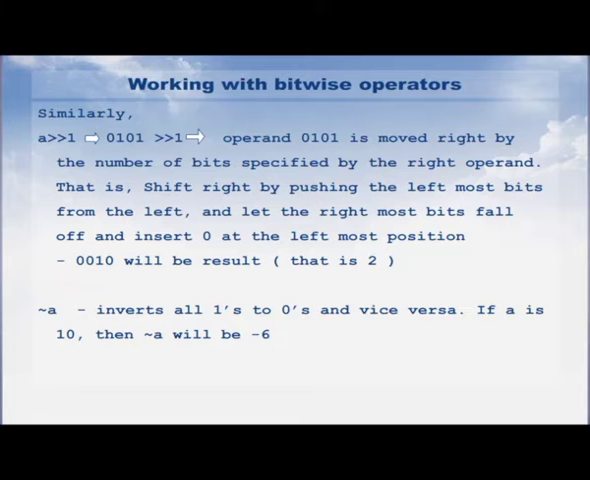What you see here is the left shift operator. As we have done for right shift, here A is shifted left by 1 position. So, if A is 5, when you shift it left, the result will be 1 0 1 0, that is 10. Then the last bitwise operator is the complement operator, which inverts all 1s to 0 and vice versa. If A is 10, then complement of A is minus 6.